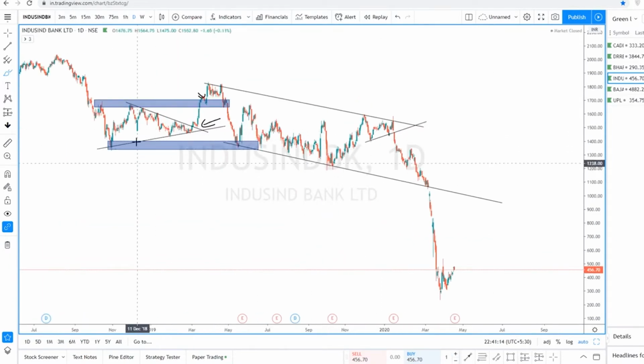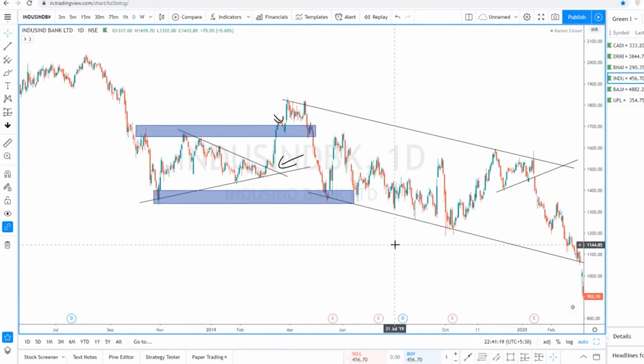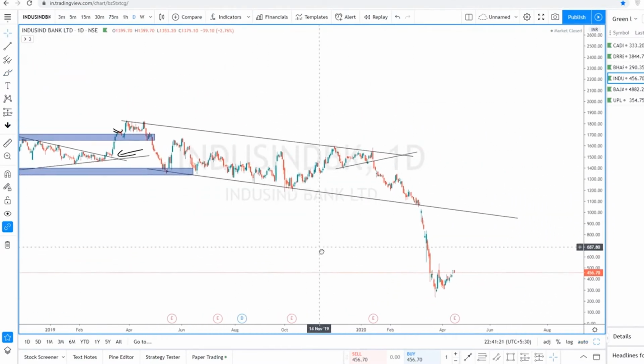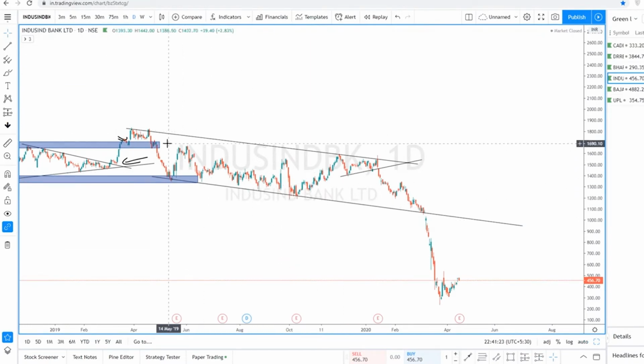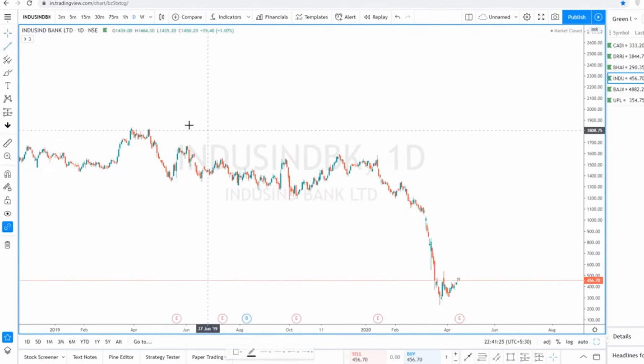Okay, previously we were seeing the triangle pattern on IndusInd Bank, isn't that right? So here we see a channel pattern again. Look at it.